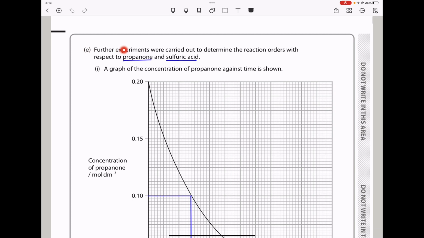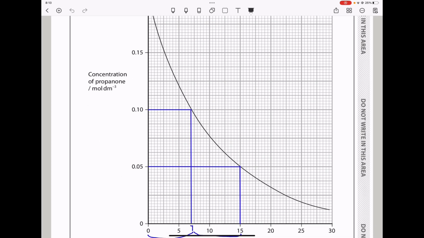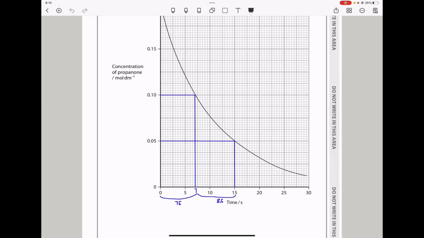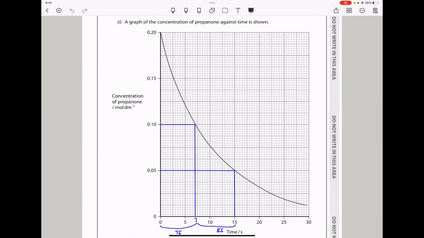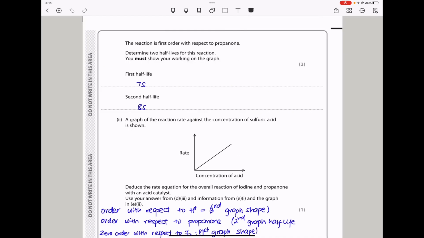Then in part E, they say further experiments were carried out to determine the reaction orders with respect to propanol and sulfuric acid. This graph shows the concentration of propanol against time, with concentration on the vertical axis and time on the horizontal axis. Here I was able to find the first two half-lives. From 0.2 to 0.1, there were 7 seconds, and from 0.1 to 0.05, there were 8 seconds.